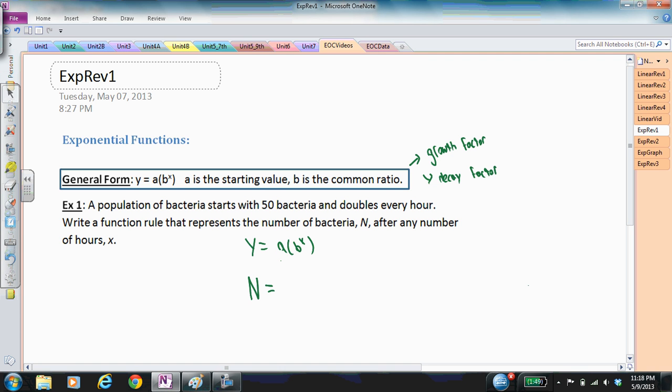Now a is the starting value, so in this specific case, a is 50, the amount that we start with. And the growth factor, it is doubling every hour. So that means a growth factor of 2 raised to the power of x. So b is 2. So that's our equation right there. N equals 50 times 2 to the x. Exponential growth.